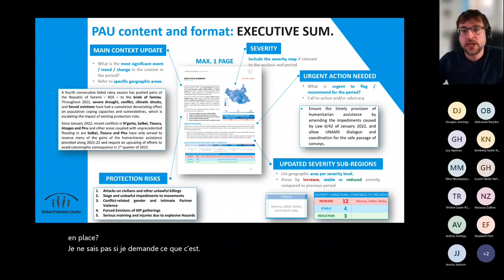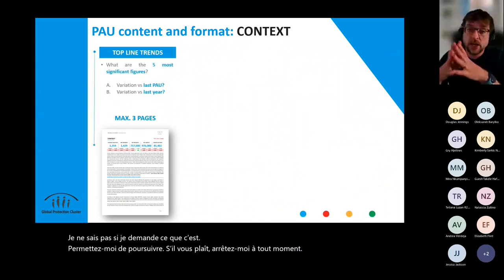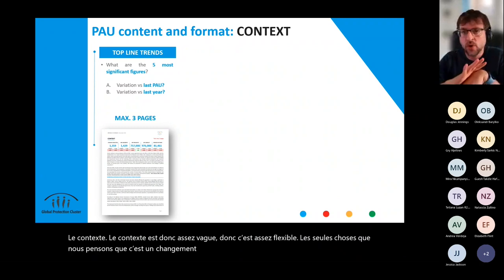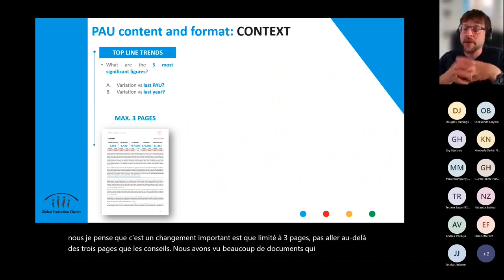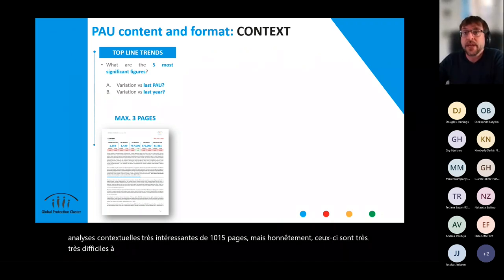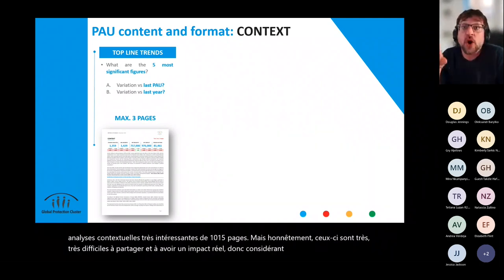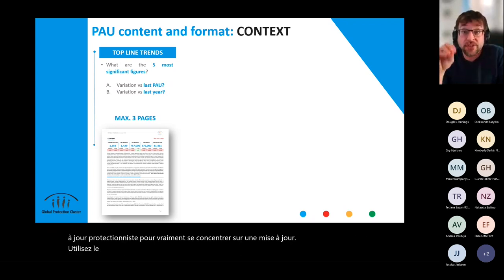Let me move on. Please stop me at any time. The context is quite loose, so it's quite flexible. The only important change, I think, is that it is limited to 3 pages. Don't go beyond the 3 pages, that's the advice. We have seen many documents that have a very interesting context analysis of 10, 15 pages, but honestly, those are very, very difficult to share and to actually be impactful. So considering that, we suggest the protection update really focus on an update. You use the context to provide core trends, core elements of the latest period.